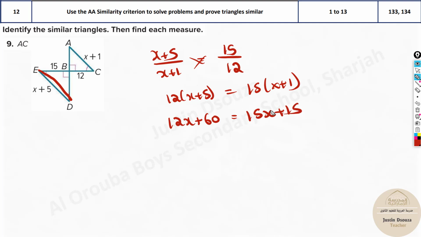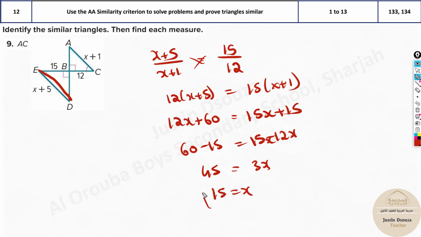Now you can simplify, take 12 to the other side. 60 minus 15 equals 15x minus 12x. This is 15x. And the answer over here is 45 equals 3x. 3, 15 is x. So the x value is 15.